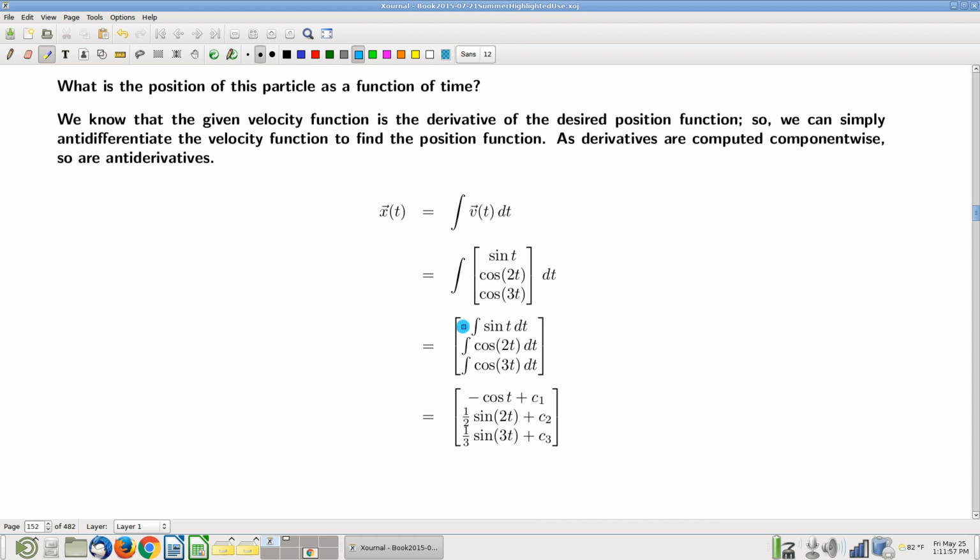Calc 1 rears its ugly head again. 3 different antiderivatives. I know those are pretty easy ones. Hope y'all remember how to do those antiderivatives. Do be sure to put the integration constants in there. And by the way, do be sure that you don't just say plus c for all 3 of them, because they are different integration constants.